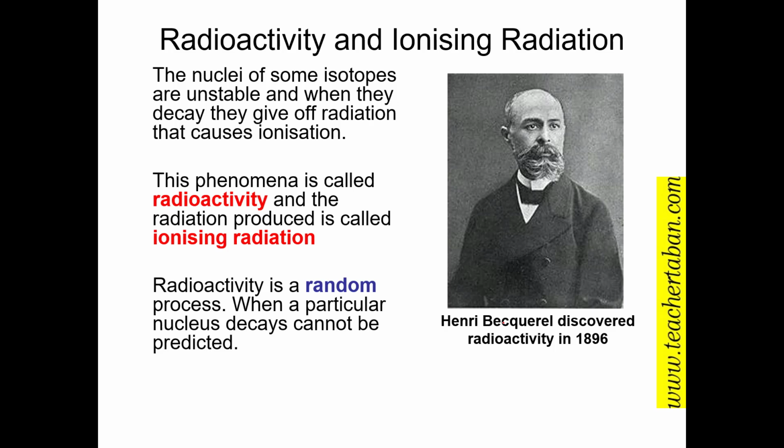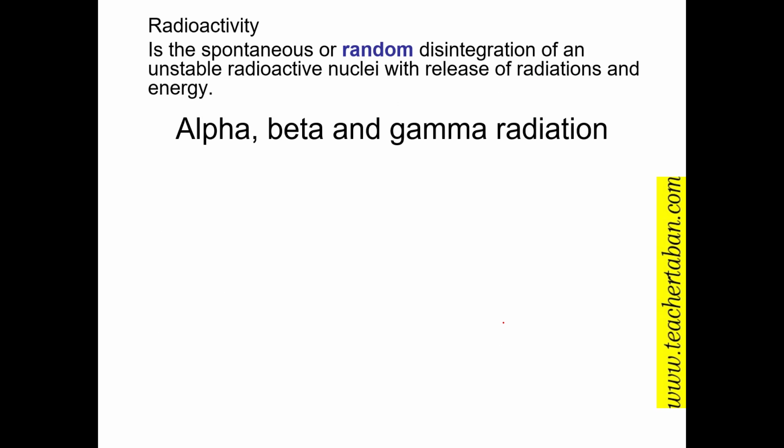So let's begin taking some notes. Radioactivity. What is radioactivity? This is the spontaneous disintegration of unstable radioactive nuclei with the release of energy. We've just said that you cannot predict it. So when defining this, please make sure that you talk about spontaneous disintegration, you talk about unstable nuclei, and then the release of radiations. And these radiations are what we call the alpha, beta, and gamma radiations.